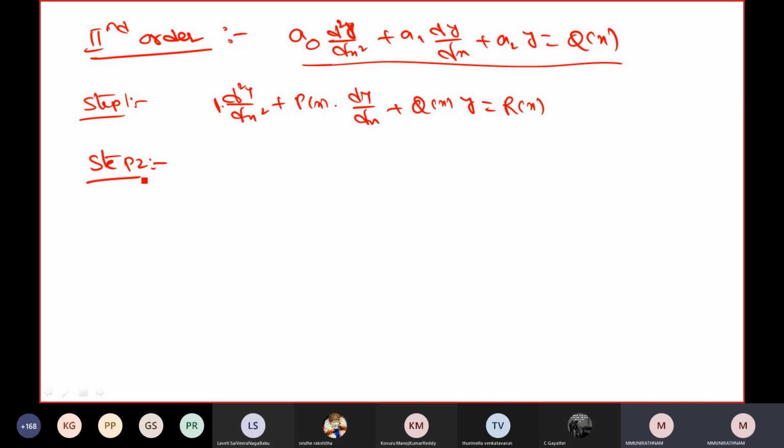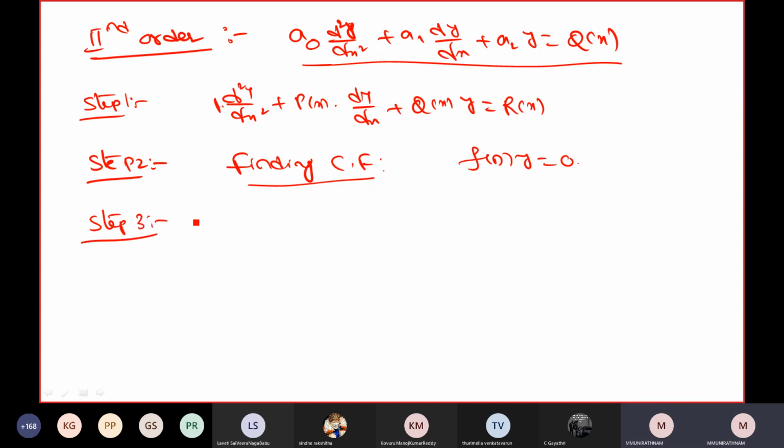Now coming to step 2, finding CF. You know how to find CF by considering f of D into y equal to 0. Now coming to step 3, compare CF with C1 u of x plus C2 v of x. You get CF based on the given DE. Of course, this is second order, that's why you will get only C1 into something plus C2 into something. You should compare CF with C1 U of x plus C2 V of x. By comparing like this, you will get U and V. Okay, now step 4.